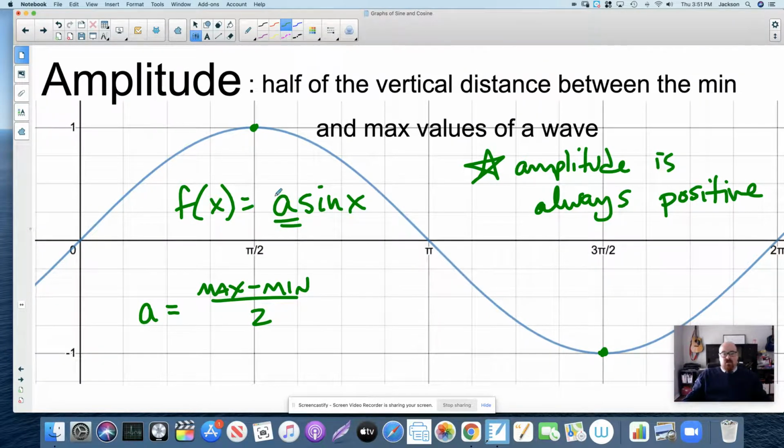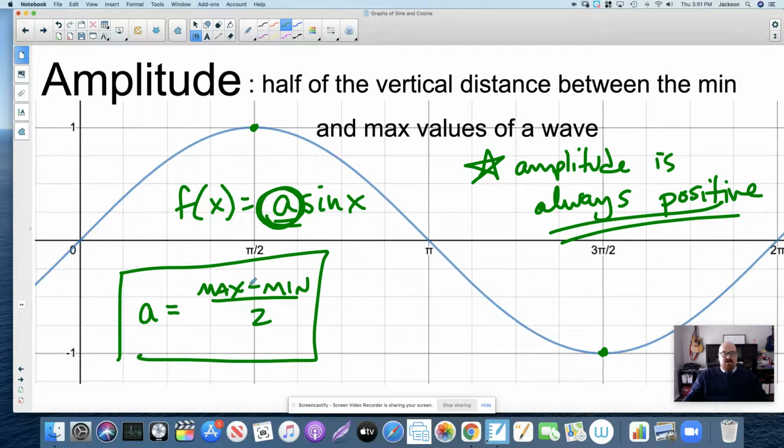Understand that this number will be negative from time to time, but the amplitude is always positive. It's the distance between the max and the min, cut in half. It is formulaically looking like this. From the graph, we can identify that, and from the function, we can look in front of the function.